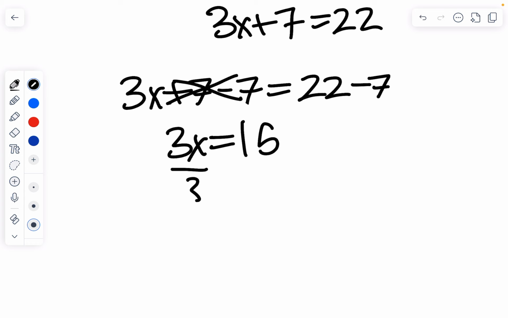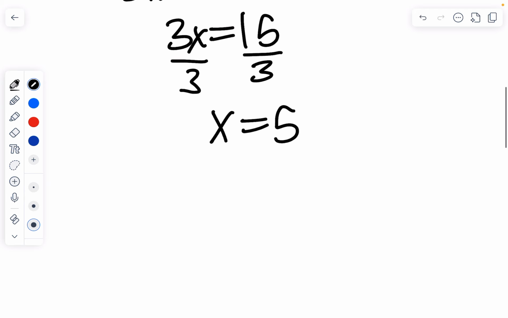So we take this and we divide it by 3, and to get x equals 5. So that is our answer. But it's very important when it comes to solving equations to check your answer, because sometimes when you calculated your variable, you might have made a small mistake along the way.